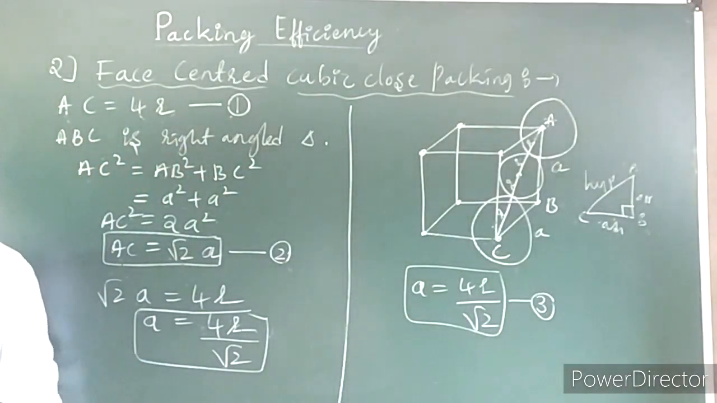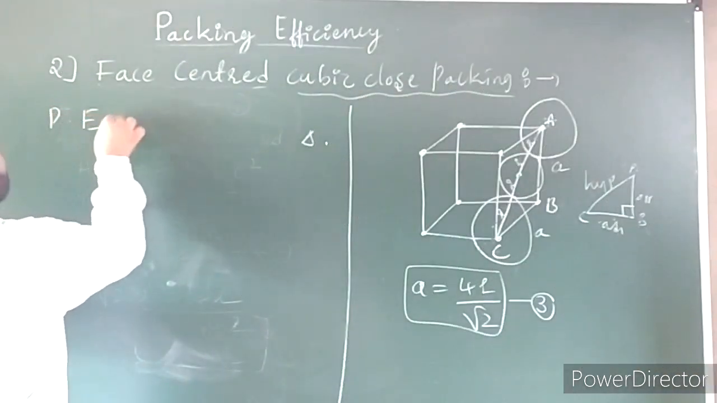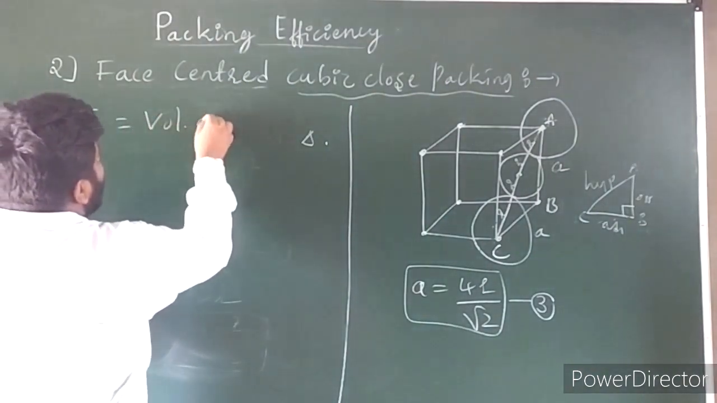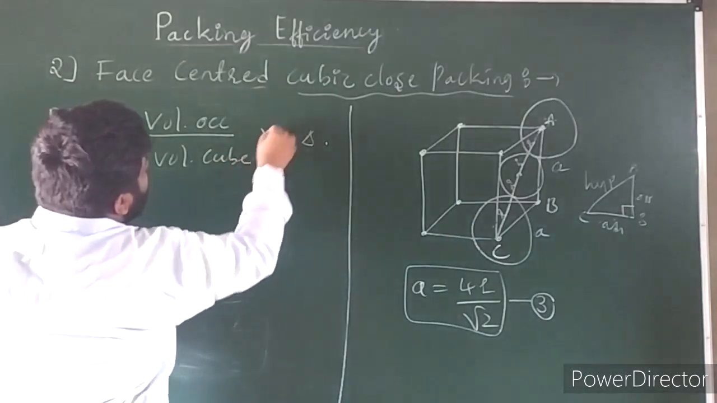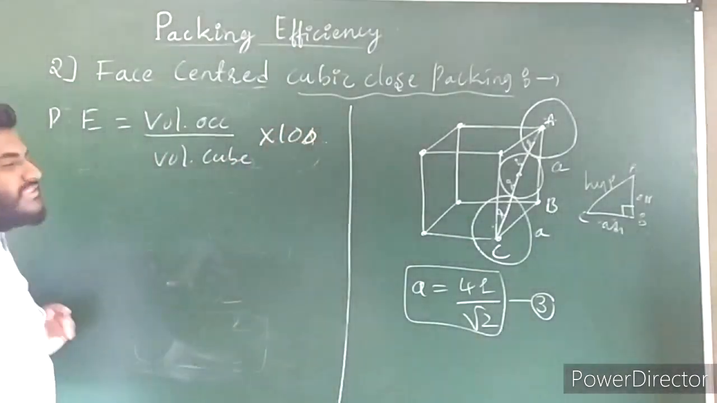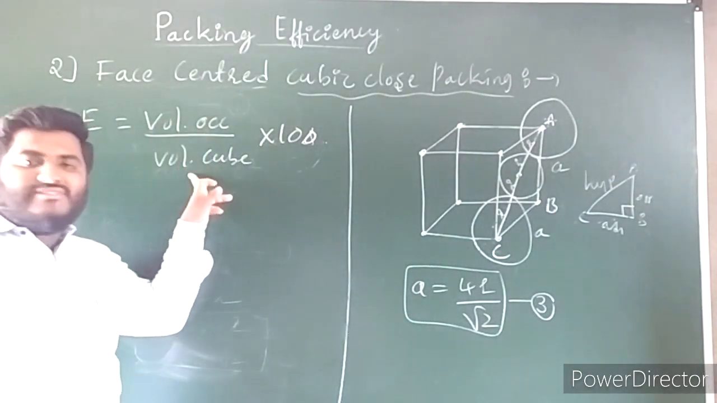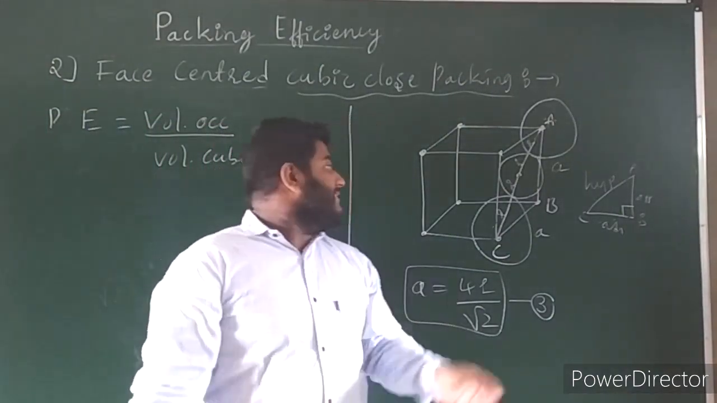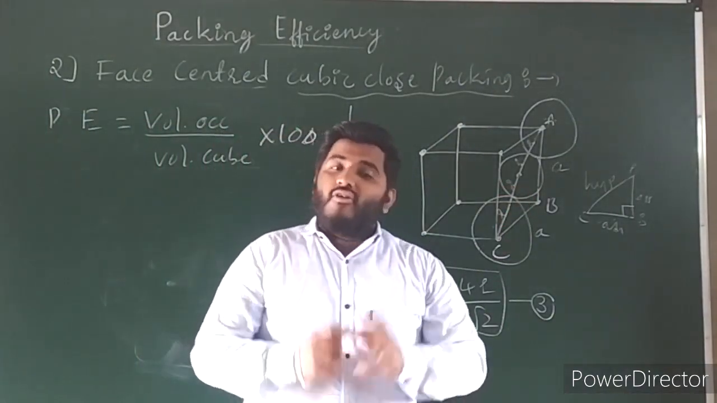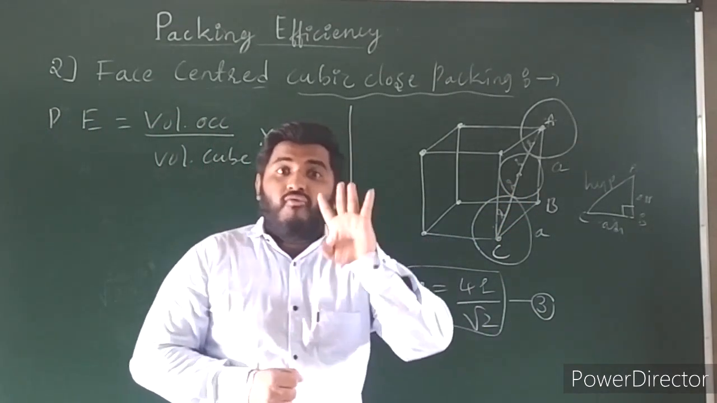Next, if you want to take a screenshot, you can take a screenshot. See here, next what we have to do? Packing efficiency is equal to volume occupied divided by volume of the cube into 100, we have to take. What is volume of the cube, guys? Volume of the cube is A cube. What is volume occupied? This is face centered, no? In case of face centered, what is the number of atoms per unit cell? I have told you, 4 atoms.